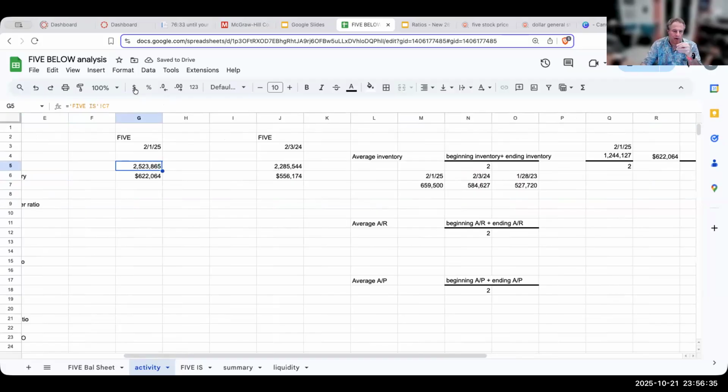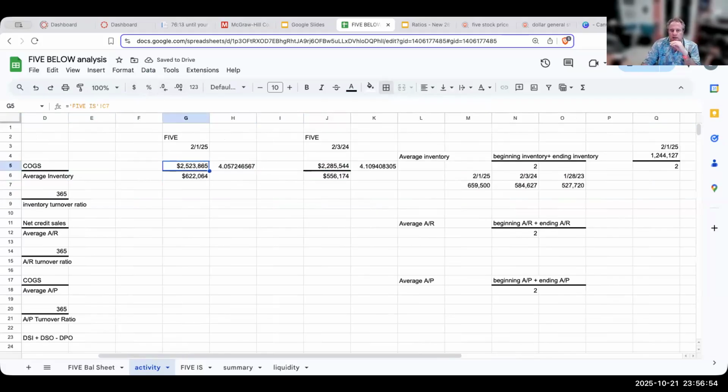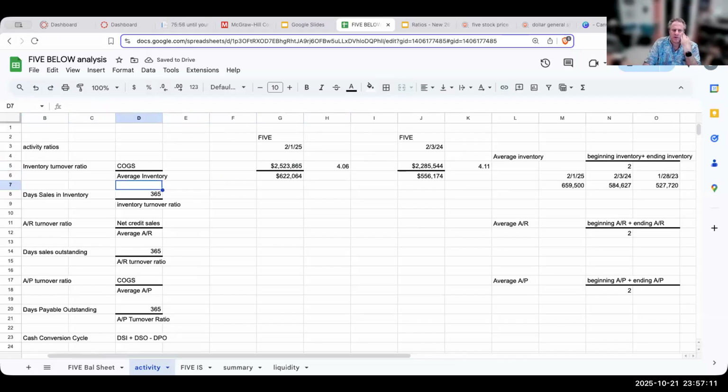So when we look at our inventory turnover, our inventory is turning over currently about 4 times per year, and this is turning over about 4.1 times per year. When I think of 4 times per year, what I really want to know is in terms of days.